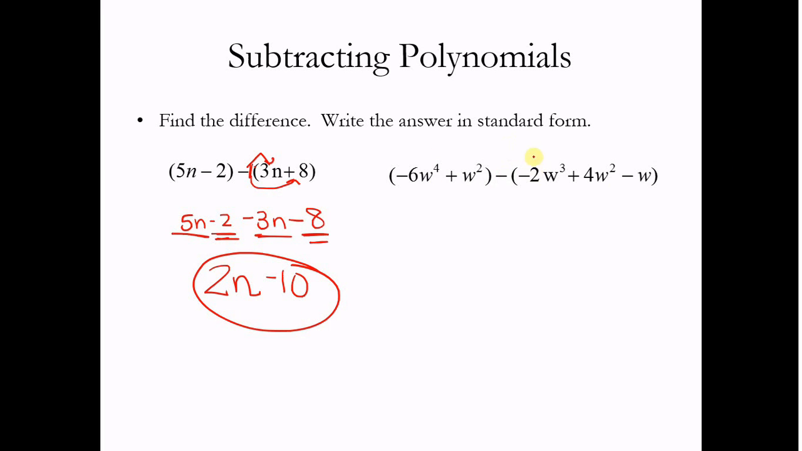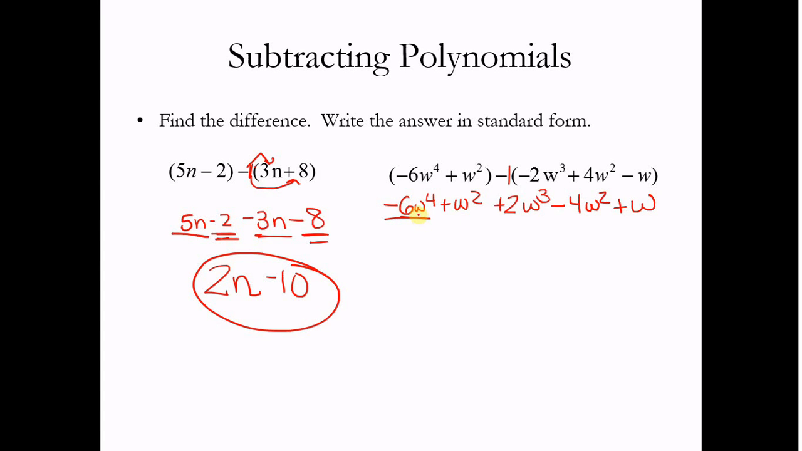Let's look at this one. So I need to give this negative to everybody. So I'm going to write my first part. On this negative, so negative 1 times negative 2, that's a positive 2. Negative 1 times a positive 4 is a negative 4. Negative 1 times a negative 1 is a positive 1. So I'm going to get positive w there, right? So now let's combine some like terms.